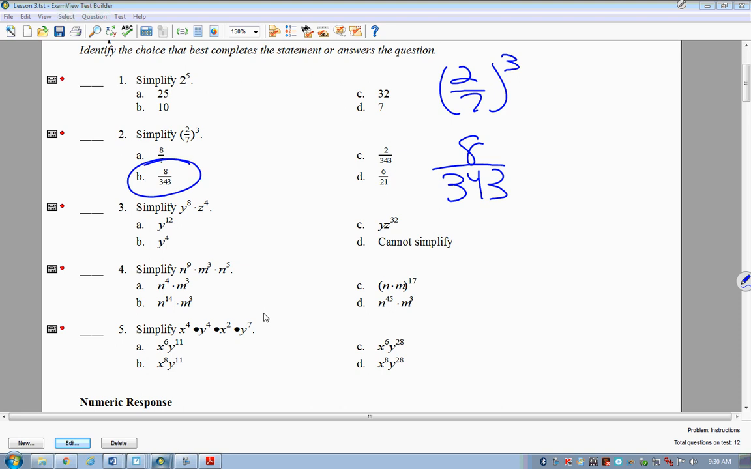Can I do this in my calculator? Can I do the whole thing in my calculator? Yes, but what do I have to do with that 2/7? Put it in parentheses. Does anybody know why it has to be in parentheses if I'm going to plug it in a calculator? Order of operations.